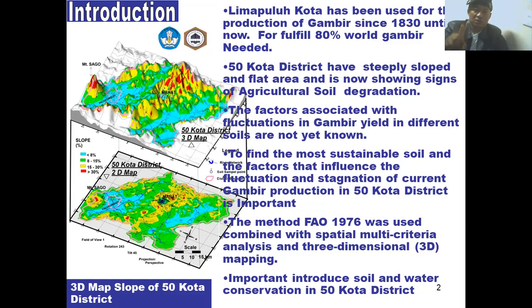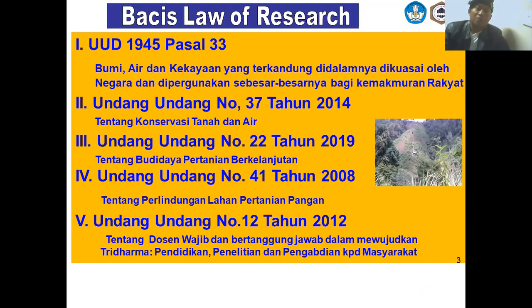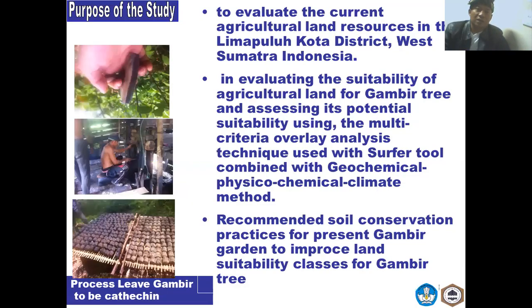This is the slope map of the 50 Kota district. The method used combined spatial multi-criteria analysis and three-dimensional mapping. It is also important to introduce soil and water conservation in the 50 Kota district and the present situation, and to define the most suitable soil and the factors. We care about sustainable agriculture for the future of Indonesia. This slide shows the process of Gambir being practiced in the traditional method.